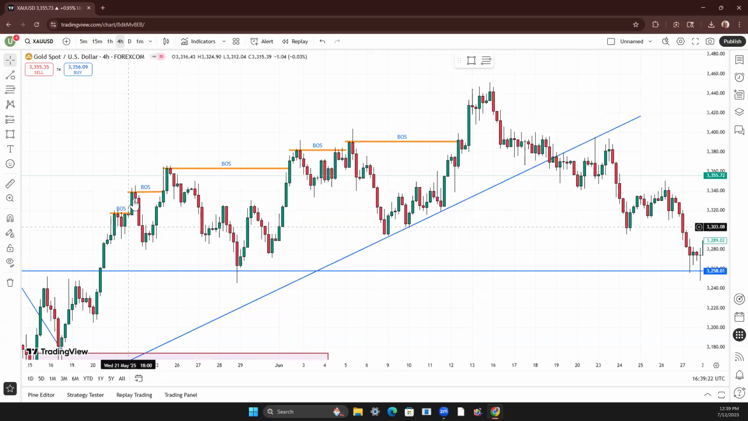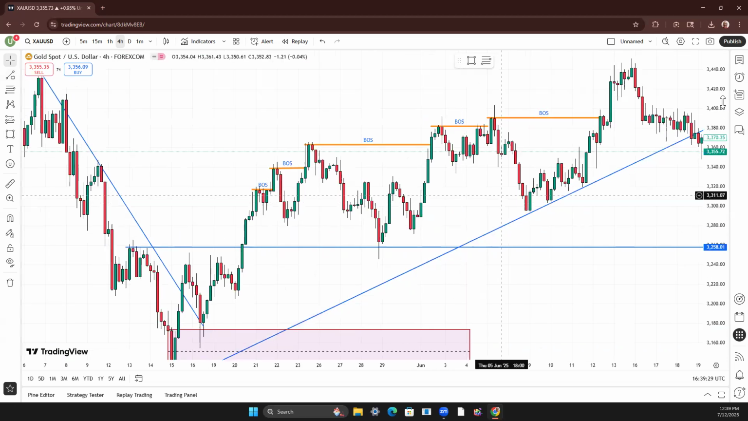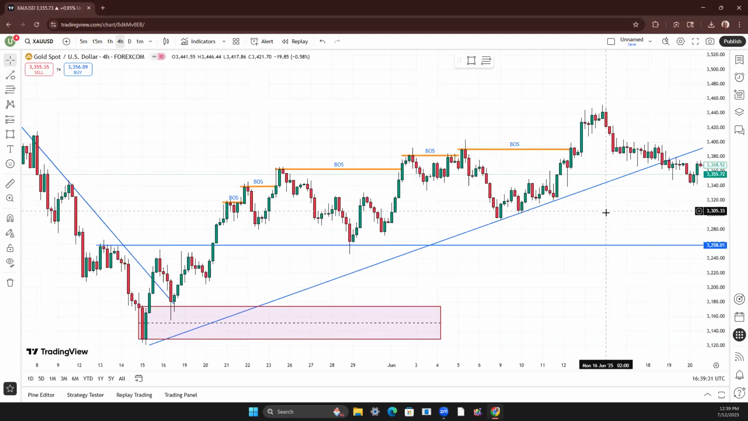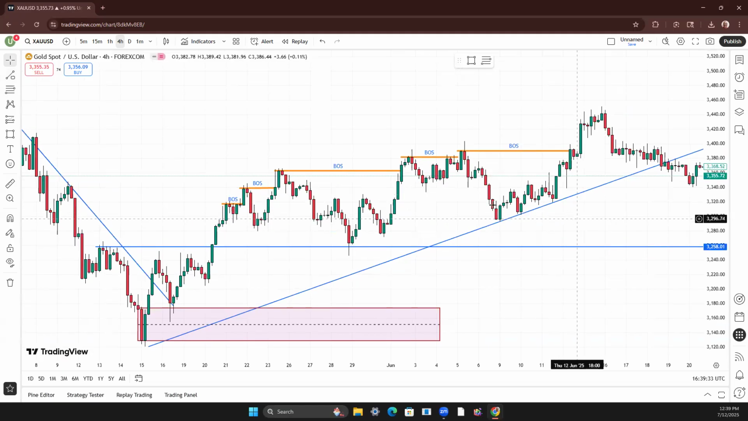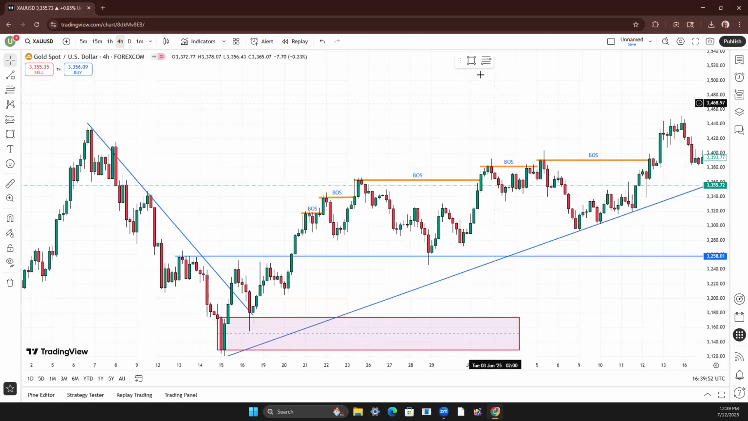Okay. So every one of these breaks of structure, right, has a pullback associated with them. Okay. So rule of thumb when trading the market, you always enter the market on a pullback because you want to buy low, right? Buy at the lowest point of the pullback, buy low, sell high. So let me mark that out again.